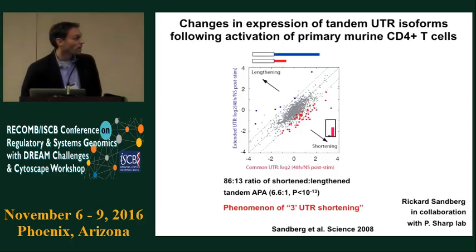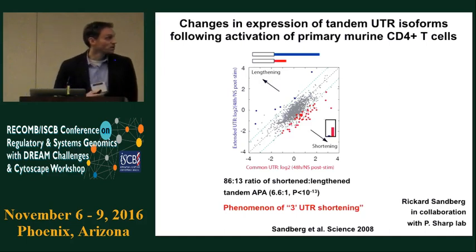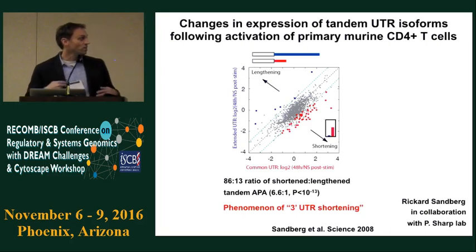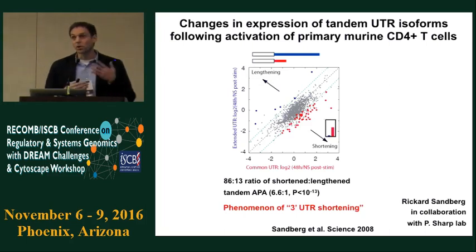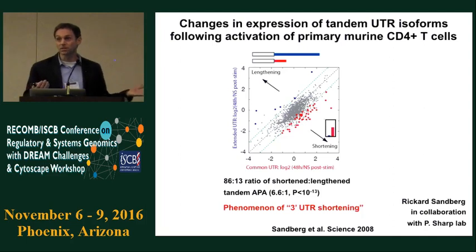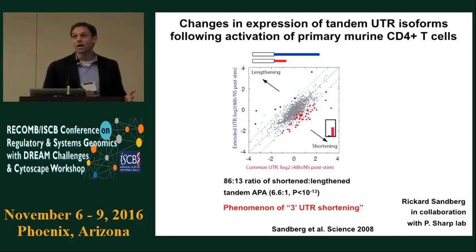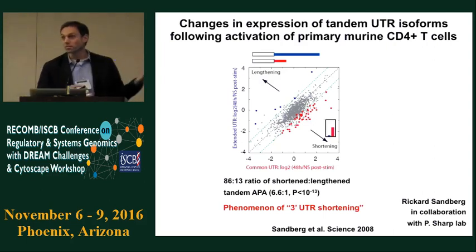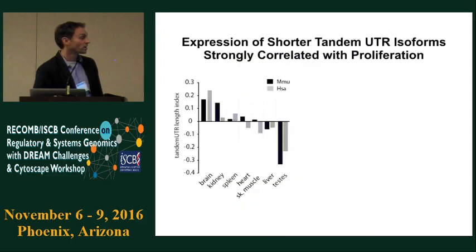Several years ago now, a postdoc in my lab, Richard Sandberg, collaborating with a postdoc in the Sharp lab, Joel Nielsen, observed in primary mouse T cells that when you activate these T cells and then profile their alternative isoforms, there's a large-scale shift toward more expression of the shorter 3' UTR isoforms in this tandem poly-A case. We call this 3' UTR shortening because the UTRs appear to get shorter.